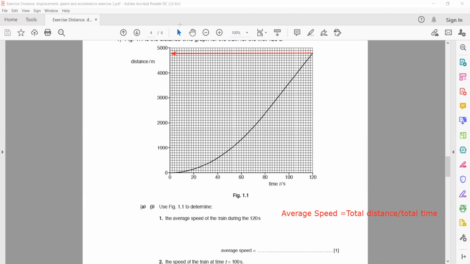Each box is representing 100. So this is 4,800 meters. And the total time is 120. So to get the average speed, 4,800 meters divided by total time, which is 120 seconds. So 4,800 divided by 120 is equal to 40 meters per second. Is it clear? First part A1.